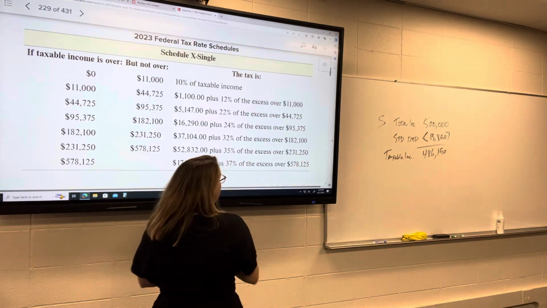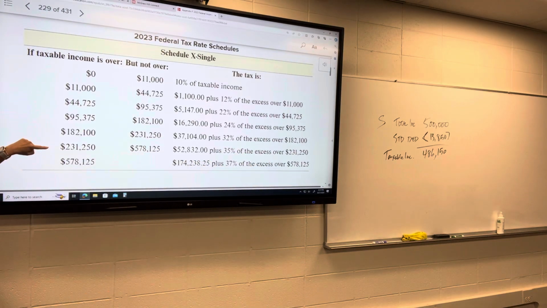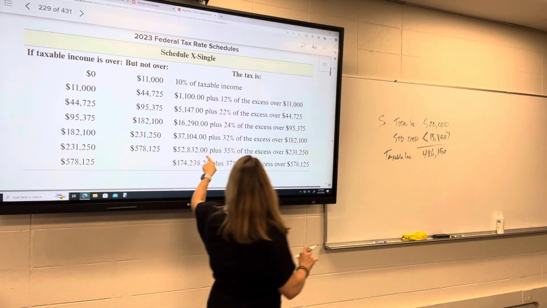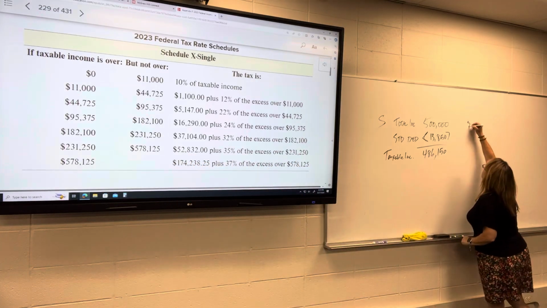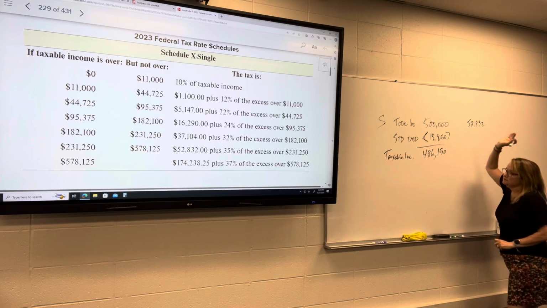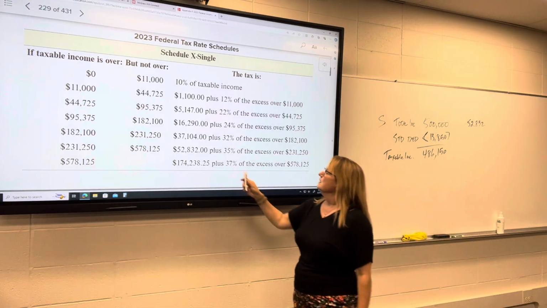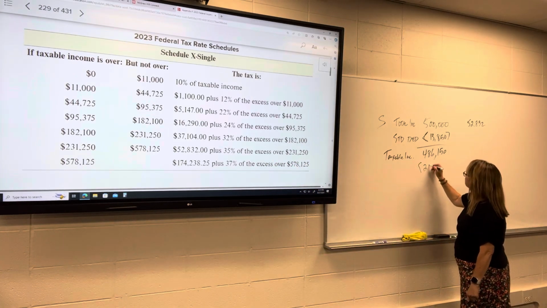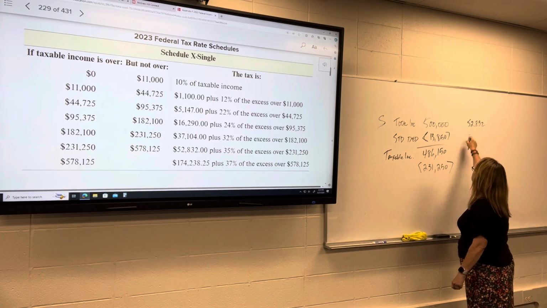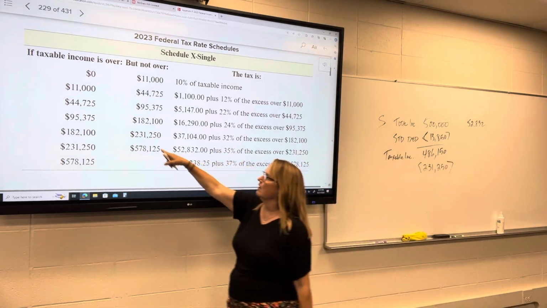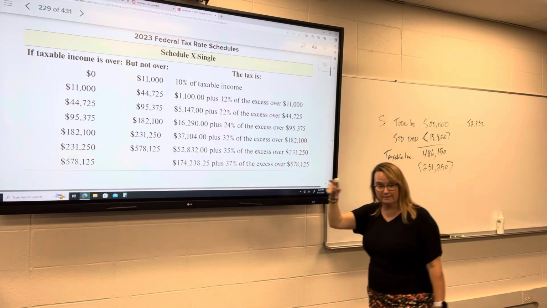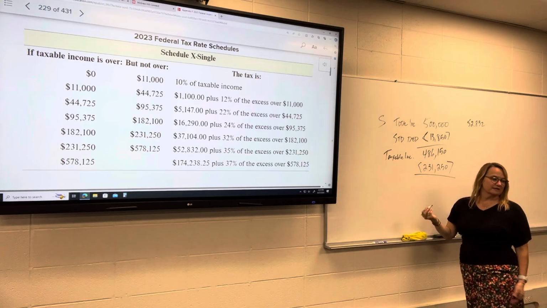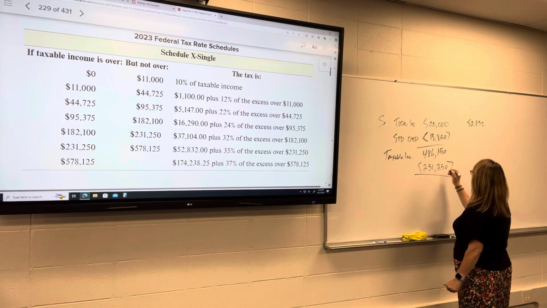So single, we're at 486,150. That's between 231,250 and 578,125. So let's set this one aside, 52,832. Set that up there, we can forget about it for right now. Plus 35% of the excess over 231,250. Now again, this 52,832 represents all of those previous brackets, so we don't have to do the math on it. Thank heavens, right? You could put together an Excel spreadsheet and do it pretty easily.